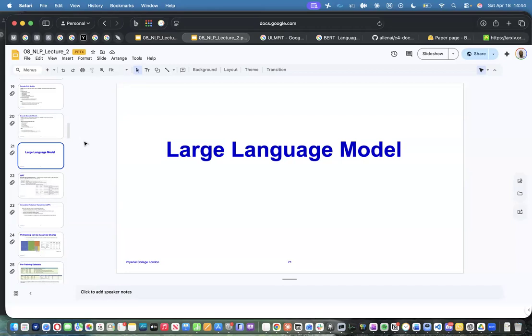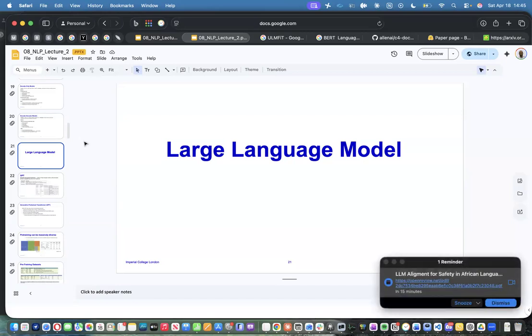Yeah, I just want to know if there was any drawback related to using multilingual language models to train on low-resource tasks. So your question is if there is any drawback? Yeah.